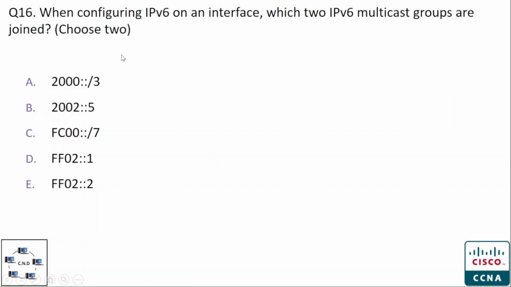Question number 16. When configuring IPv6 on an interface, which two IPv6 multicast groups are joined? Choose two options. Option A, 2000::/3. Option B, 2002::/16. Option C, FC00::/7. Option D, FF02::1. And option E, FF02::2.